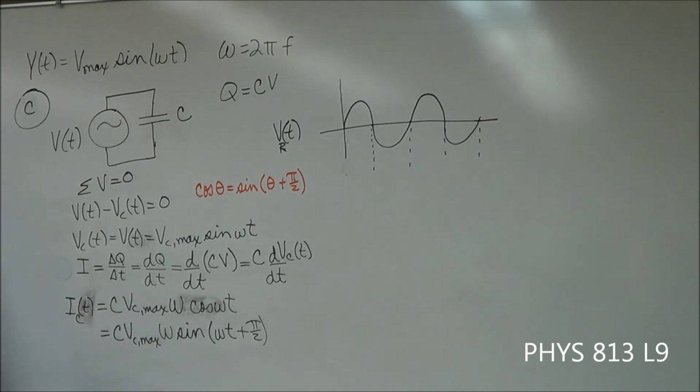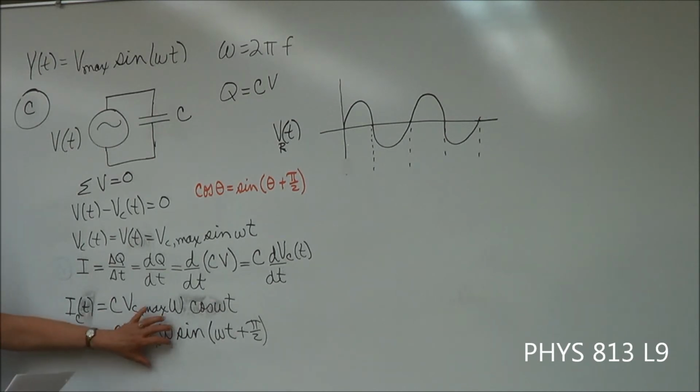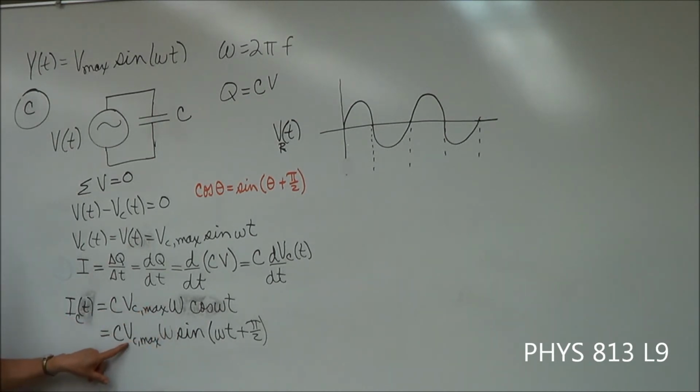So that's our equation for current. And at this point we could actually plot the current, except before we do that, I want to introduce another quantity and sort of adjust how we write the current. If you look back to the resistor problem, what we had in front of the sine was VR max divided by the resistance. So it would be nice to do something similar to that here.